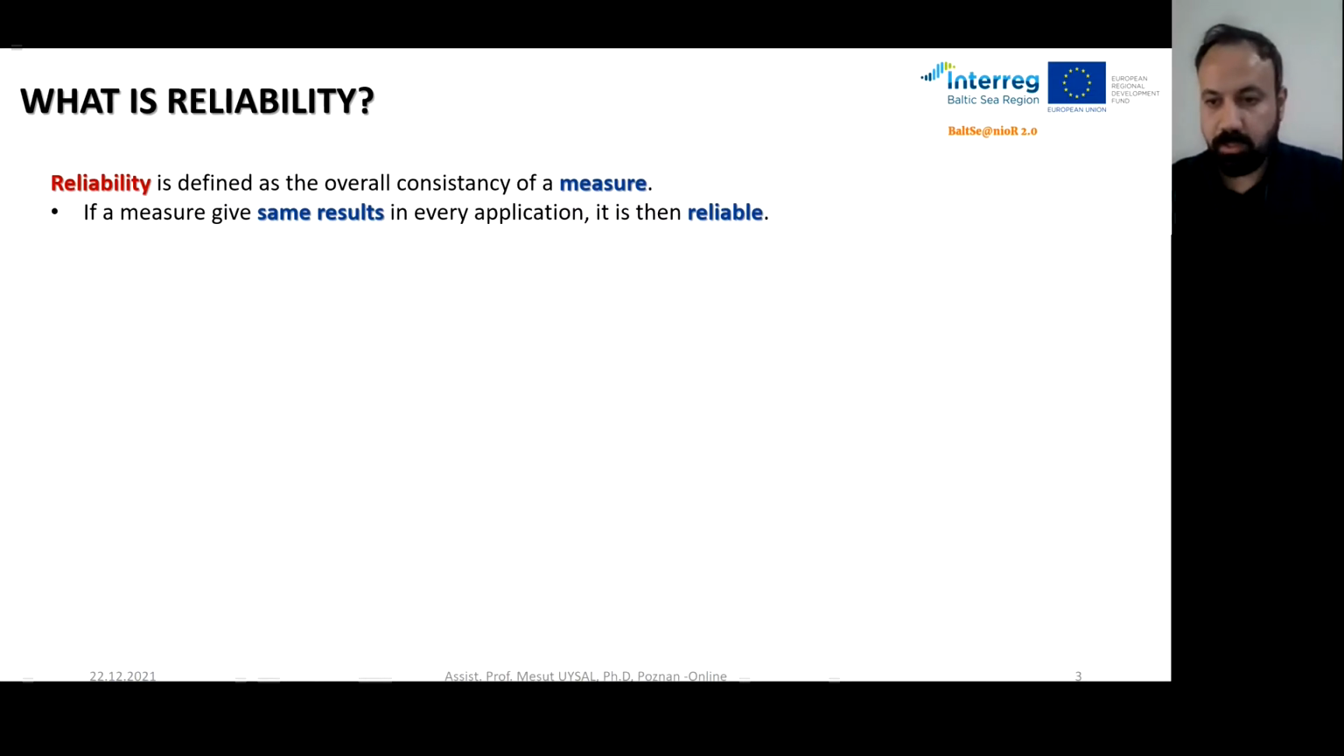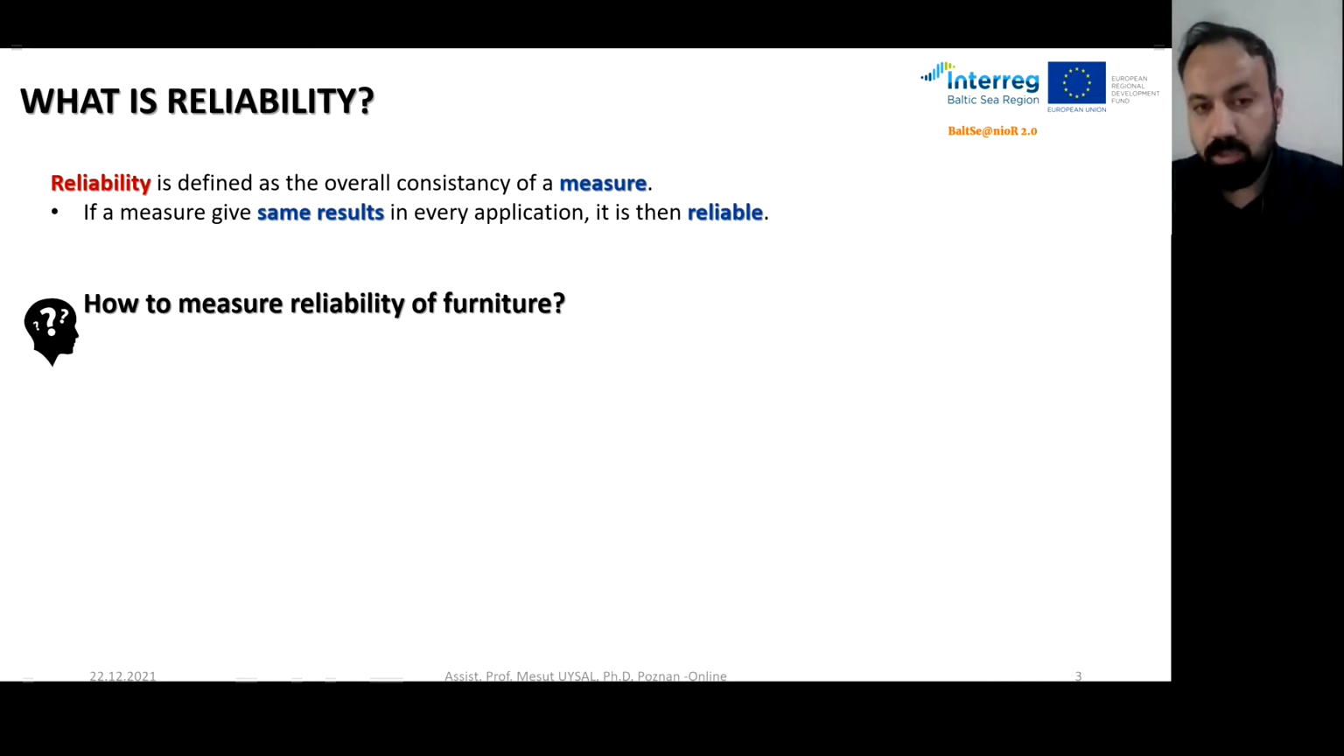So let's start. First, I will talk about what reliability is. Reliability is defined as the overall consistency of a measure. So if we say one product is reliable, every time this product gives the same service or the same results in every application, so we can call it reliable. So for furniture construction, what is reliability? How to measure reliability of furniture?